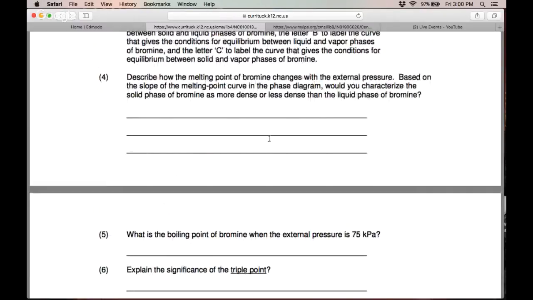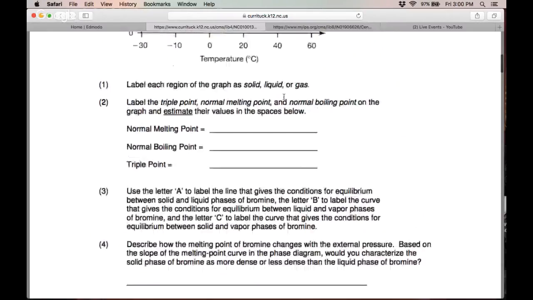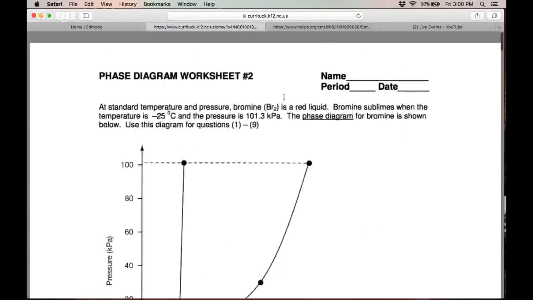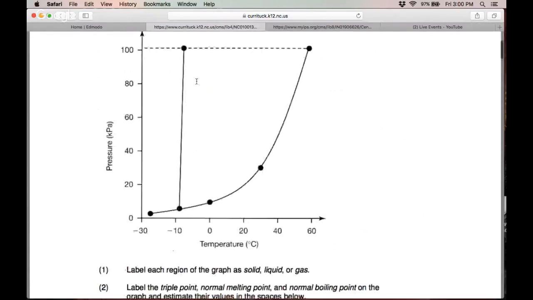Let's see. Describe how the melting point of bromine changes with the external pressure. Based on the slope of the melting point curve on the phase diagram, would you characterize the solid phase of bromine as more dense or less dense than the liquid phase? So let's see. Melting point along this line, right? So as you are increasing your pressure, what do you think? Are you melting more or less? We're melting more as we increase pressure, I'm assuming.